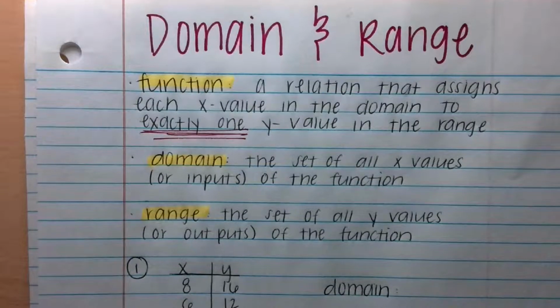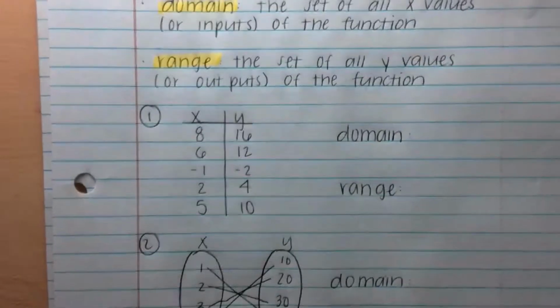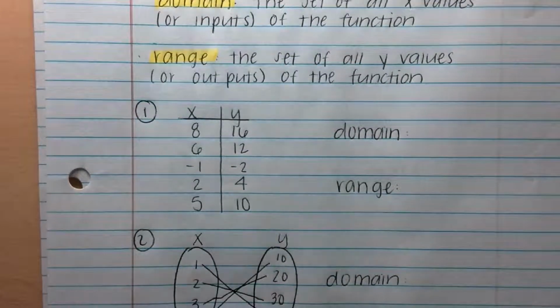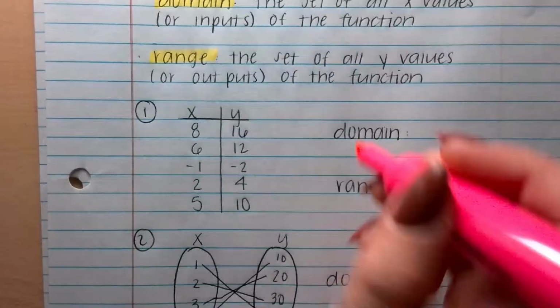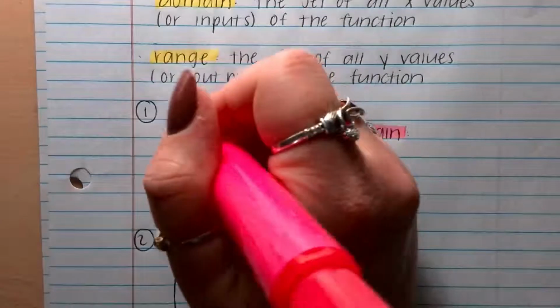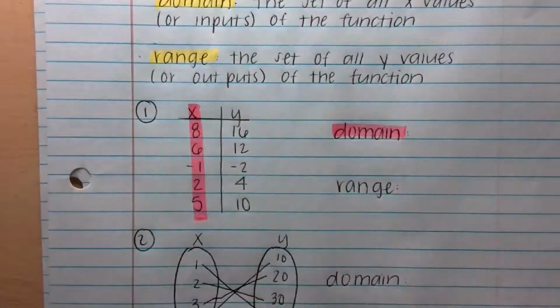Alright, so the first example, we want to find the domain and range of this table. And you all know I love my colors, so I am just going to color code like crazy for these examples. My domain, I'm going to make pink, and I know my domain is going to be all of my x values. So that is just everything on this side of the table.